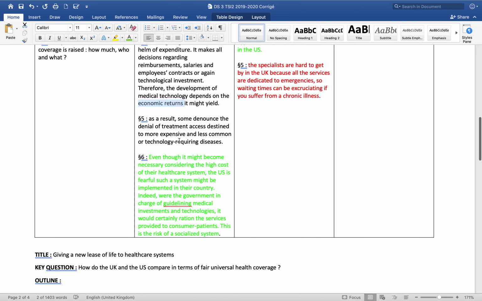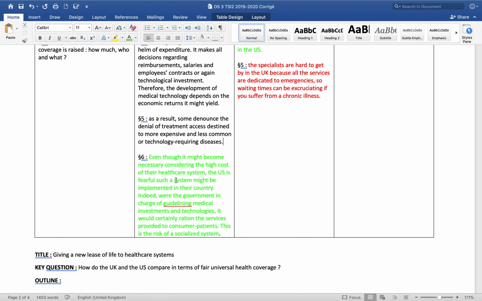Okay? Next paragraph: as a result, some denounce the denial of treatment access destined to more expensive and less common or technology-requiring diseases. So this is exactly what I've just explained. This idea that if your disease is less common or more expensive than others, then the government might decide not to operate on you. You will not have surgery if what you have is too uncommon and requires a lot of money from the hospital.